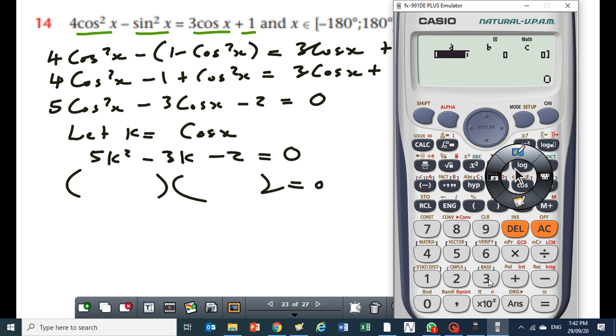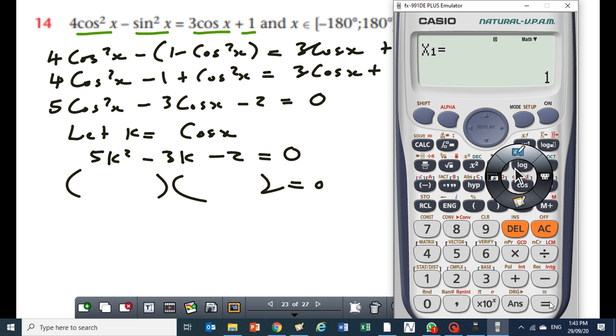So A is 5. So you put 5 there, press equals. Your B is minus 3. Minus 3, you press equals. Your C is minus 2, you press equals. Then you get your first value. Now this value, just consider it as K. Your calculator was programmed in terms of X. So what this means is K is equal to 1.